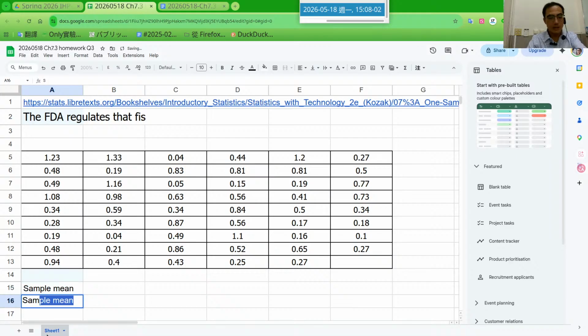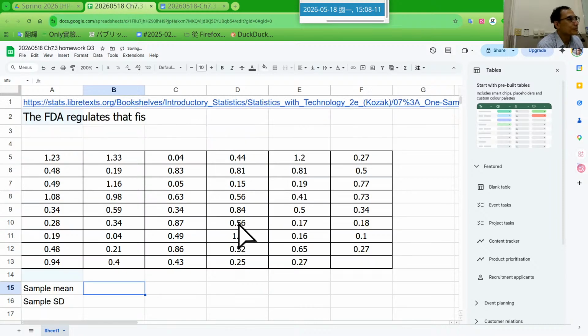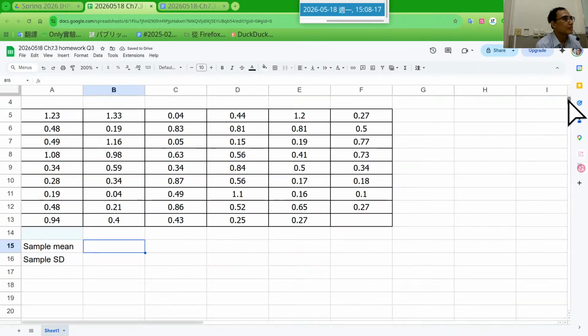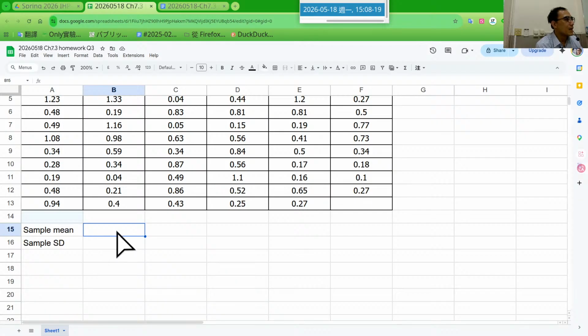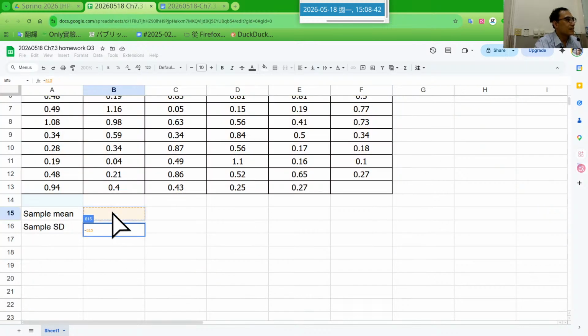And how to get the sample standard deviation. Do you remember? Yeah, move here, then click equal and average. Yeah, that's correct. From B5 to B13. I would like to select the information here. Then click.